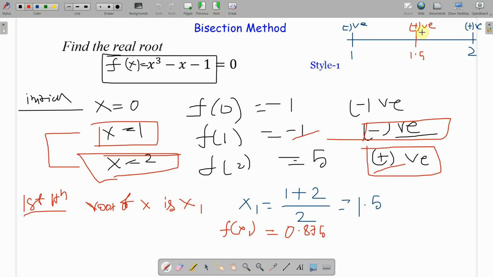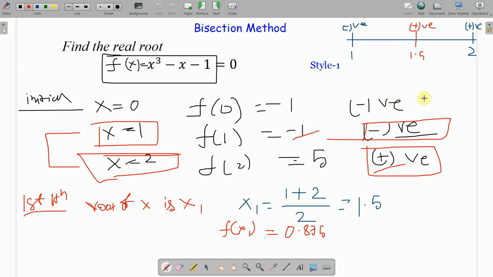यहाँ पे हम लोग 1.5 में देखा कि इसका पॉजिटिव वैल्यू आ रहा है. So the root will not be in between 1 to 2. The root will be in between 1 to 1.5 क्योंकि पॉजिटिव आ रहा है. अगर नेगेटिव आता सपोज, then the root will be 1.5 to 2. So root will be always in between 1.5 to 1.